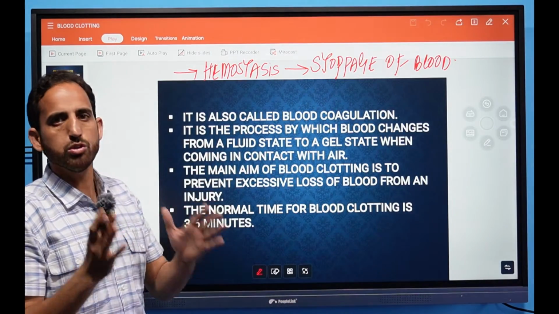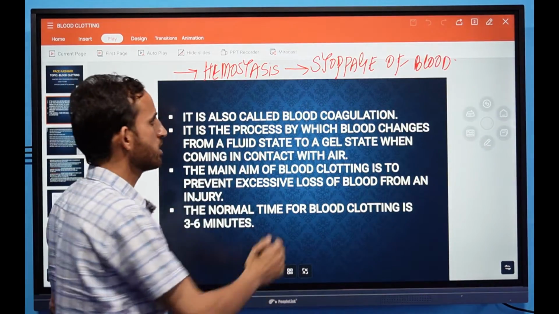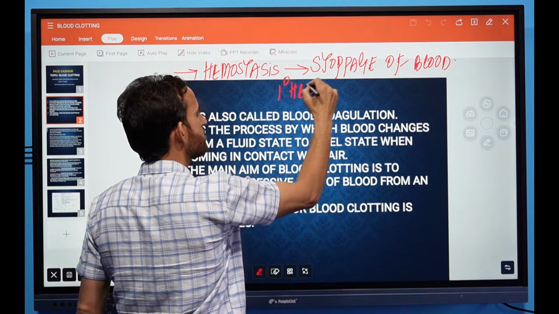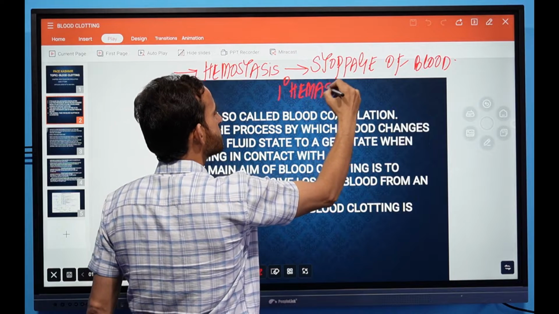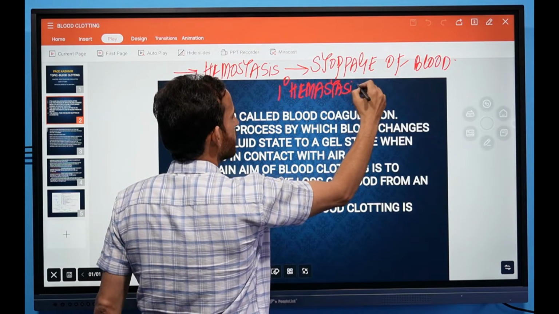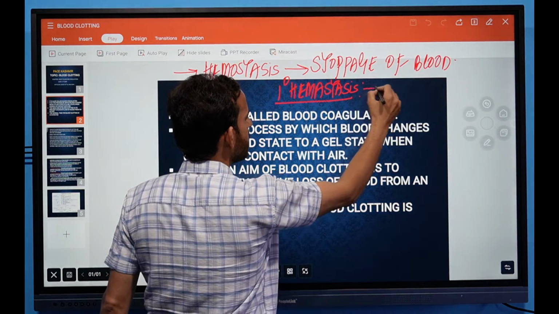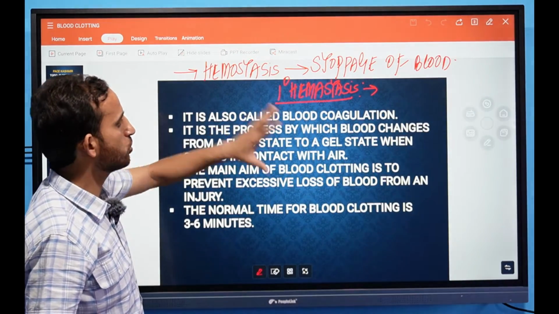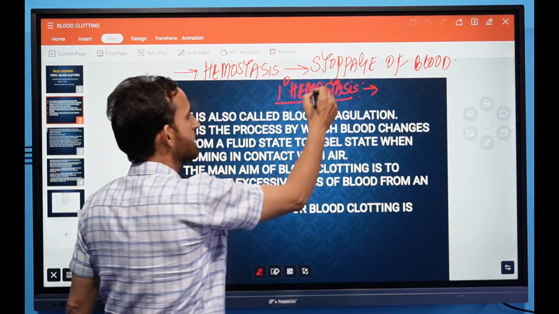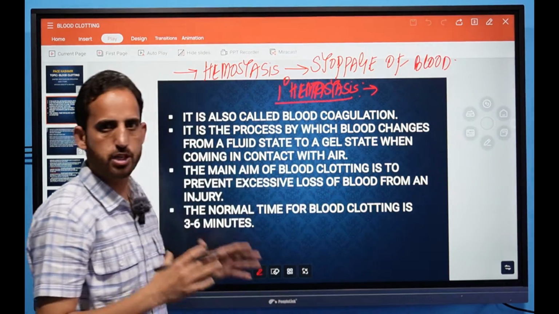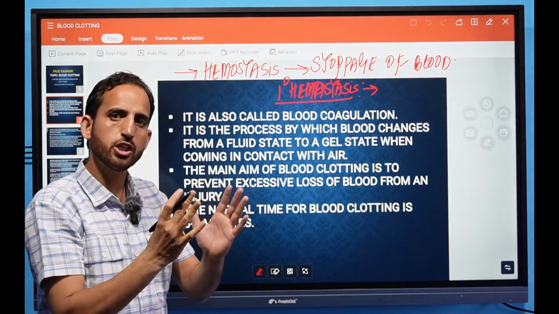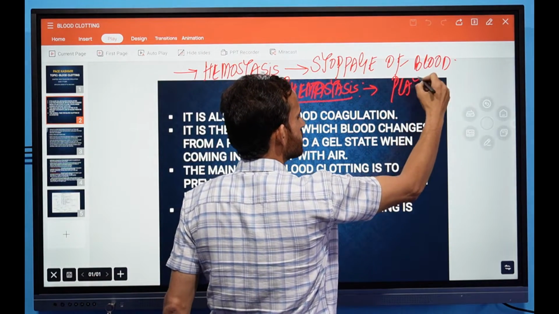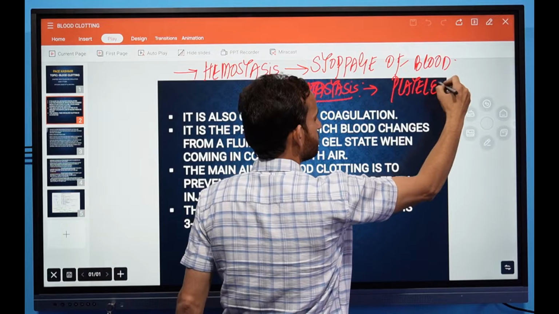Now, there are two types of hemostasis. One is called primary hemostasis, and the second one is called secondary hemostasis. Now, let us see what happens during primary hemostasis. During primary hemostasis, formation of a platelet plug occurs. This is called the platelet plug.